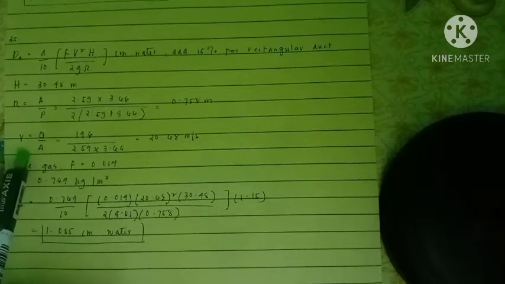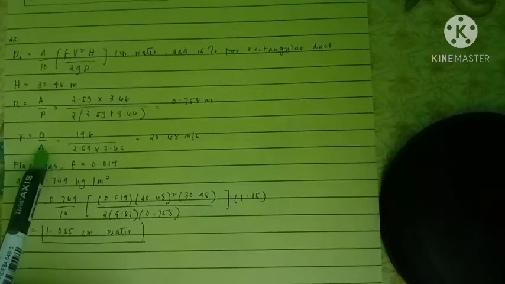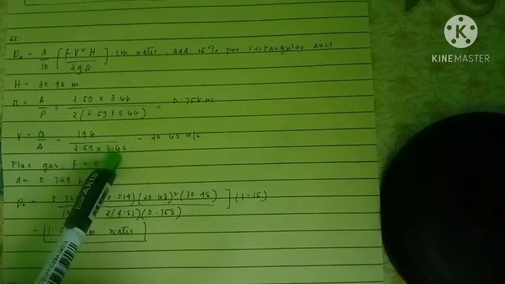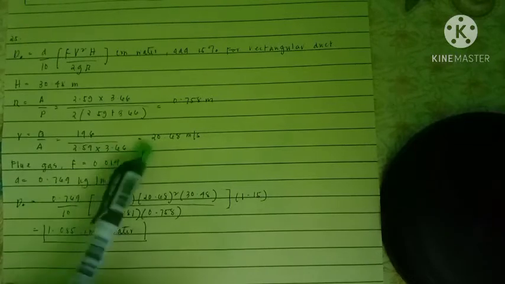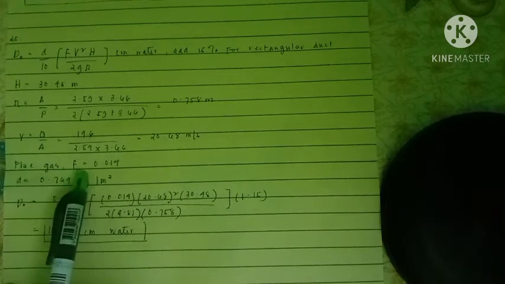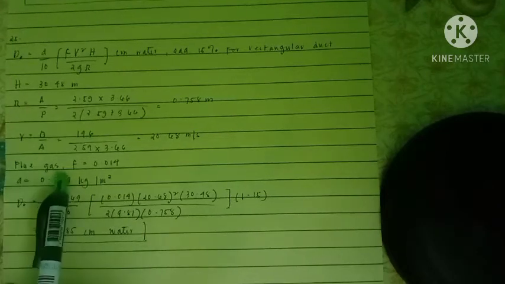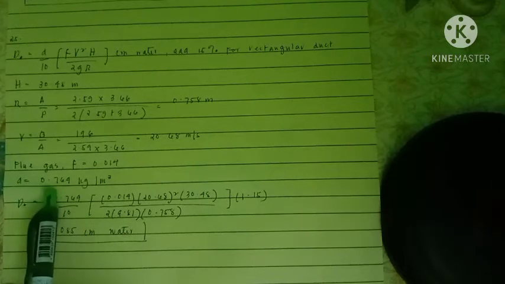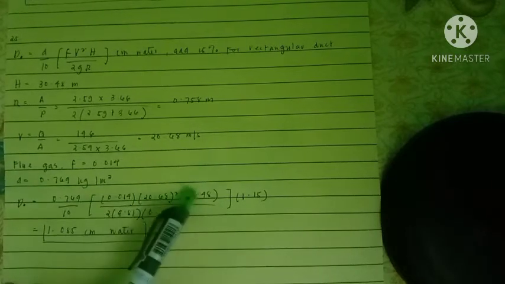So next is our V. V is equal to Q over A. So 196 divided by 2.59 times 3.66, which will give us a result of 20.68 meters per second. For flue gas, F is equal to 0.0114. So our d is 0.769 kilogram per cubic meter.